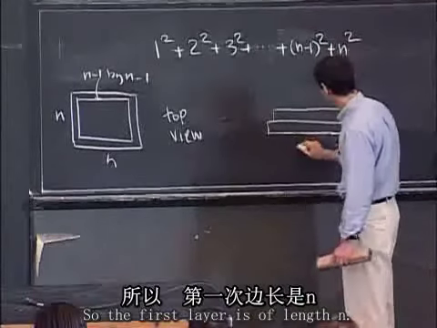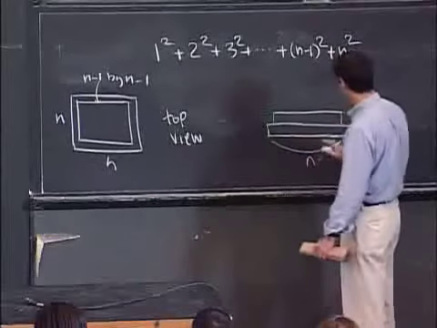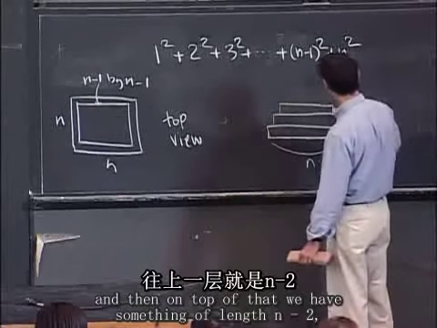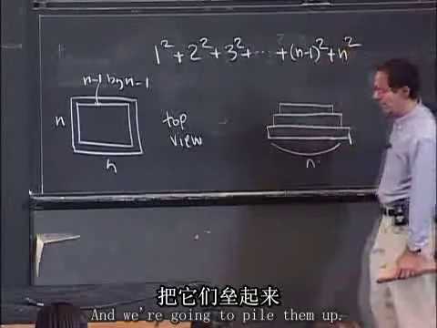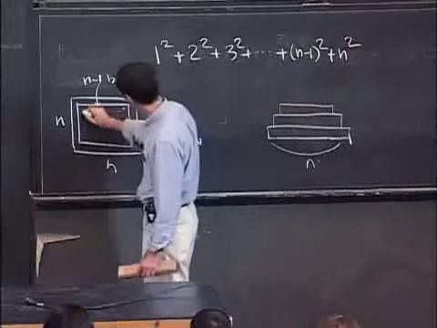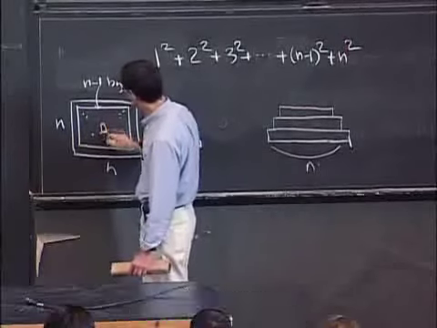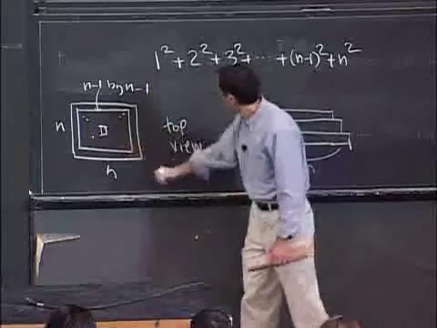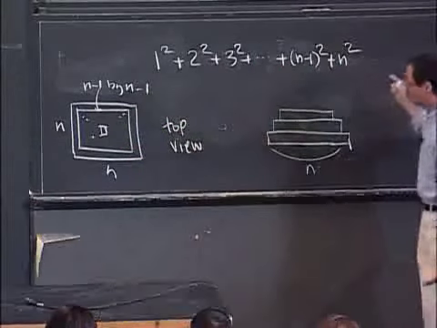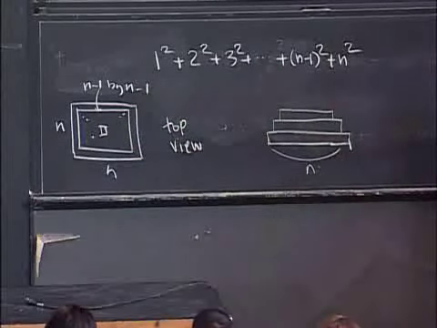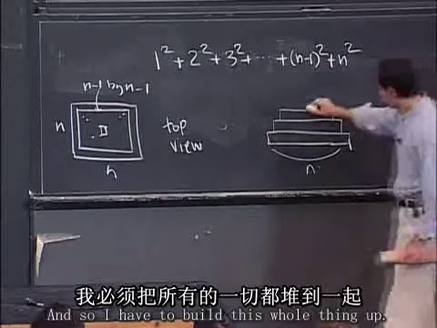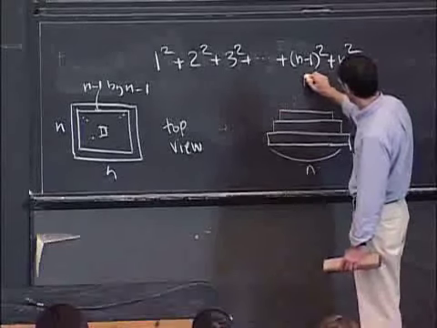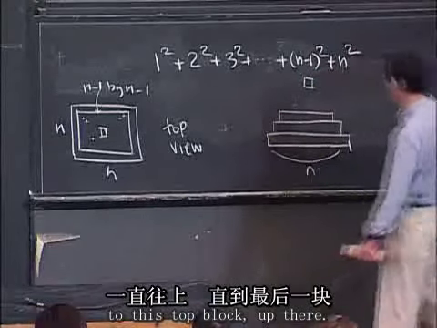So the first layer is of length n. And the second layer is of length n minus 1. And then on top of that, we have something of length n minus 2, and so forth. And we're going to pile them up all the way to the top, which is just one giant block of stone. And that's this last one, 1 squared. So we're going backwards in the sum. And so I have to build this whole thing up. And I get all the way up in this staircase pattern to this top block up there.